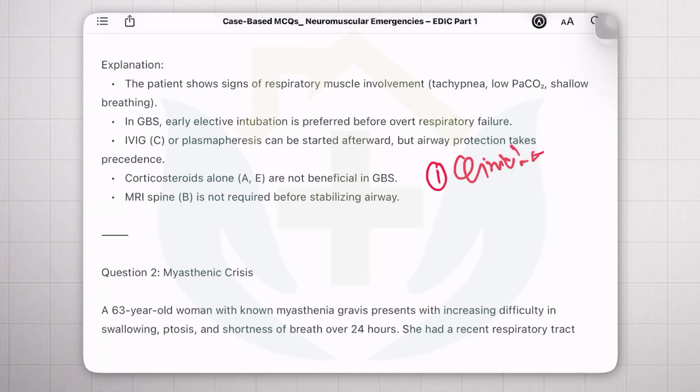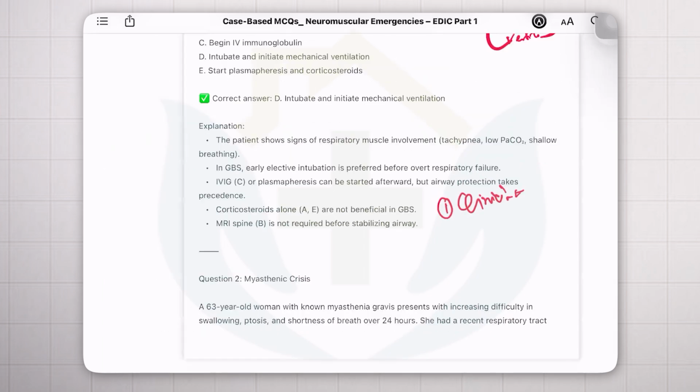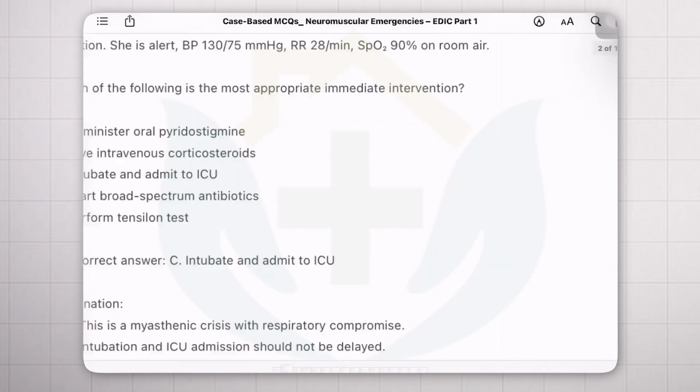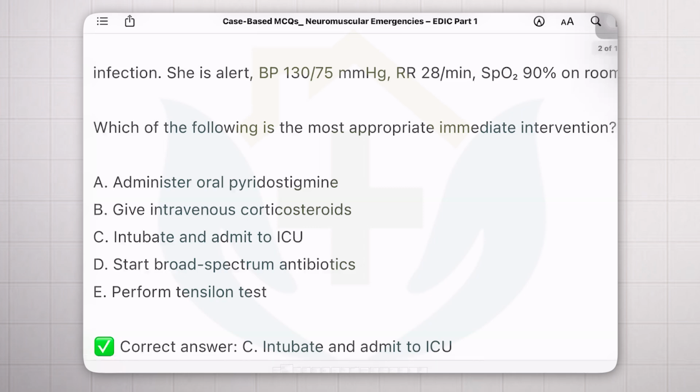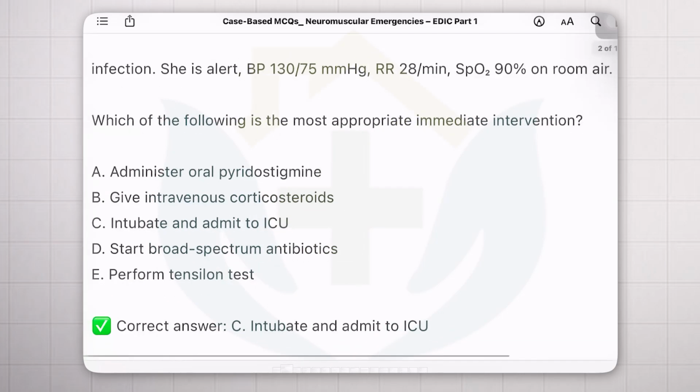So the patient has a history of myasthenia gravis, has been on treatment. Now the patient is having increasing difficulty in swallowing, ptosis, and shortness of breath. She has had a recent respiratory tract infection and she is alert. The blood pressure is 130/75. Respiratory rate is 28. Saturation is 90% on room air. Which of the following is the most appropriate immediate intervention? Administer oral pyridostigmine, give IV corticosteroids, intubate and admit to the ICU, start broad spectrum antibiotics, or perform tensilon test.